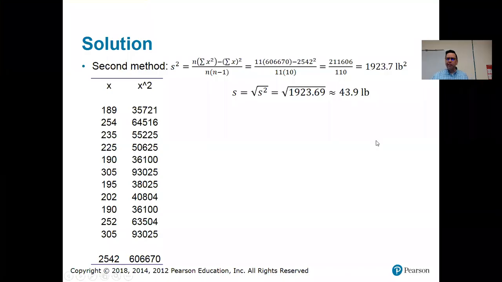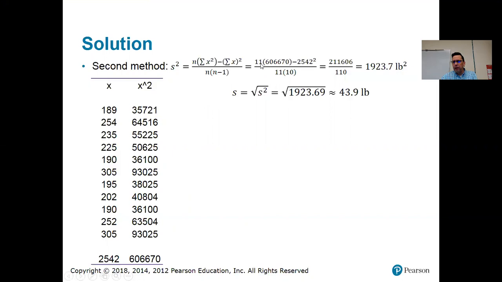All right, and then using the second formula, again, I think the second formula is a little nicer. So like in this one, you're not dealing with any decimals during the problem, the part where you're making the table, okay? Not unless your original data has decimals. Okay. So the original data added up to 2,542. And then when you square all of the data, those add up to 606,670. So then looking up here, you can see where those things go.